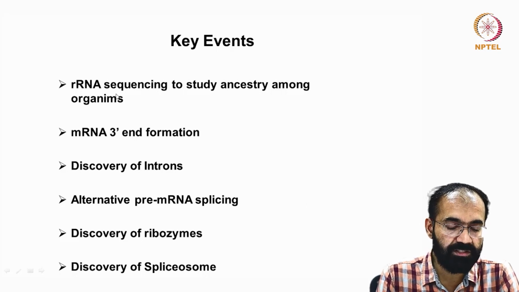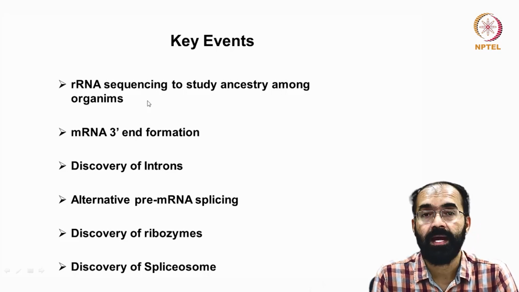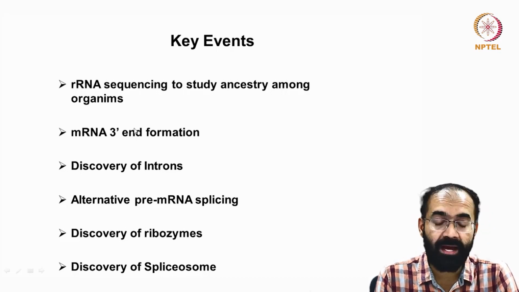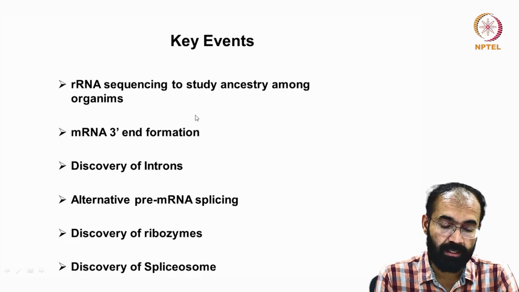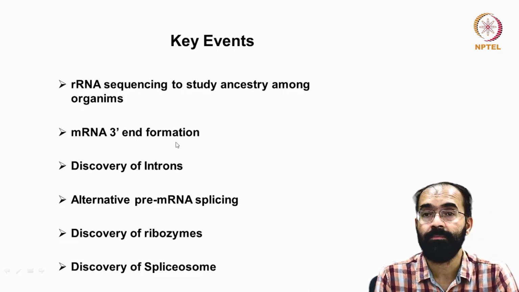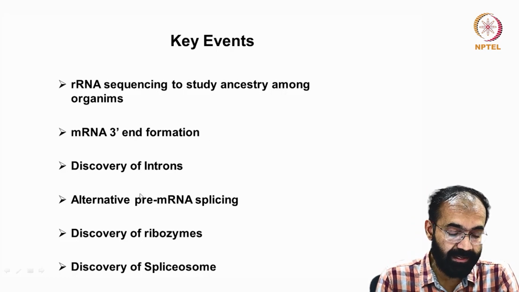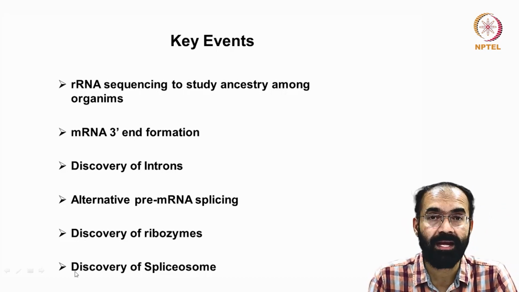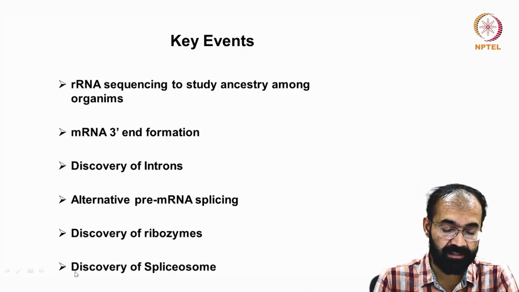And ribosomal RNA sequencing was used to study ancestry among organisms. Even today, we use ribosomal RNA sequencing, referred to as ribotyping, for identifying the identity of various lineages of organisms. And mRNA's 3' end formation, which we will study in more detail, was discovered in various years subsequent to the earlier discoveries. The discovery of introns happened, alternative pre-mRNA splicing happened, the discovery of ribozymes happened, and the discovery of the spliceosome happened. Spliceosome is basically a machinery that allows the maturation of the mRNA. We will see those in more detail in the coming classes.